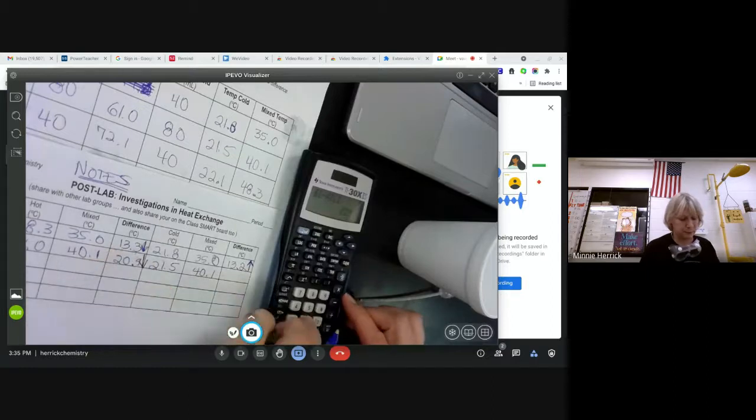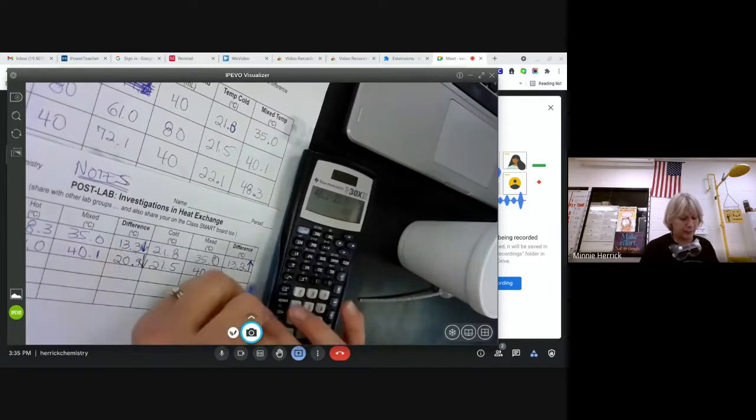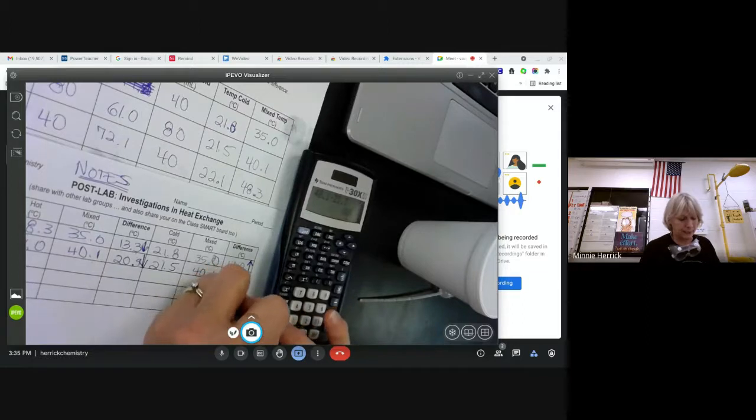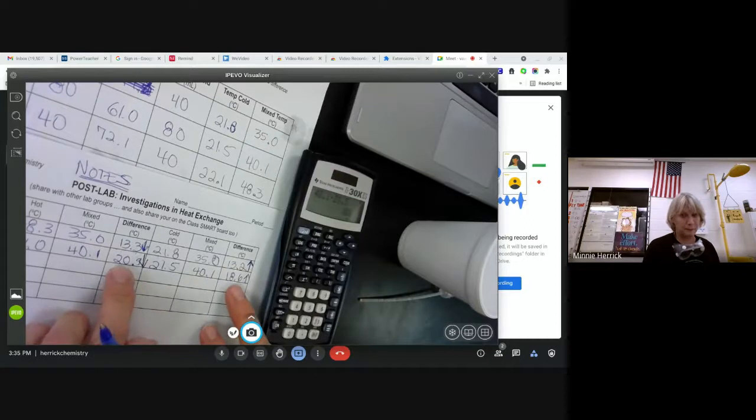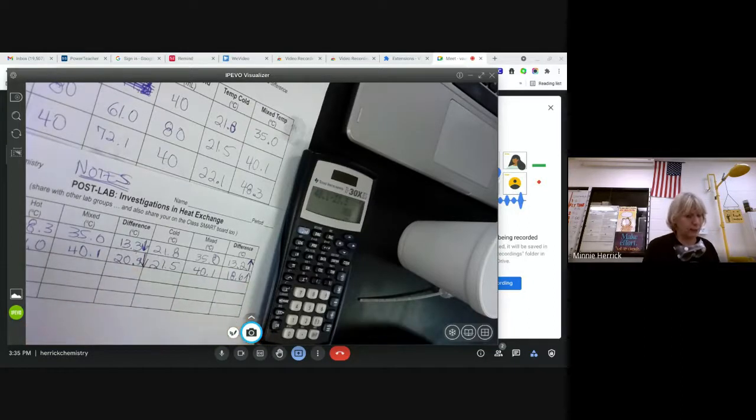And then this one is 40.1 minus 21.5, and it's 18.6. So this time the students are really close, but not spot on, but they're close. 20 going down, almost 19 going up. It's a little bit off from each other, but it's close, okay?